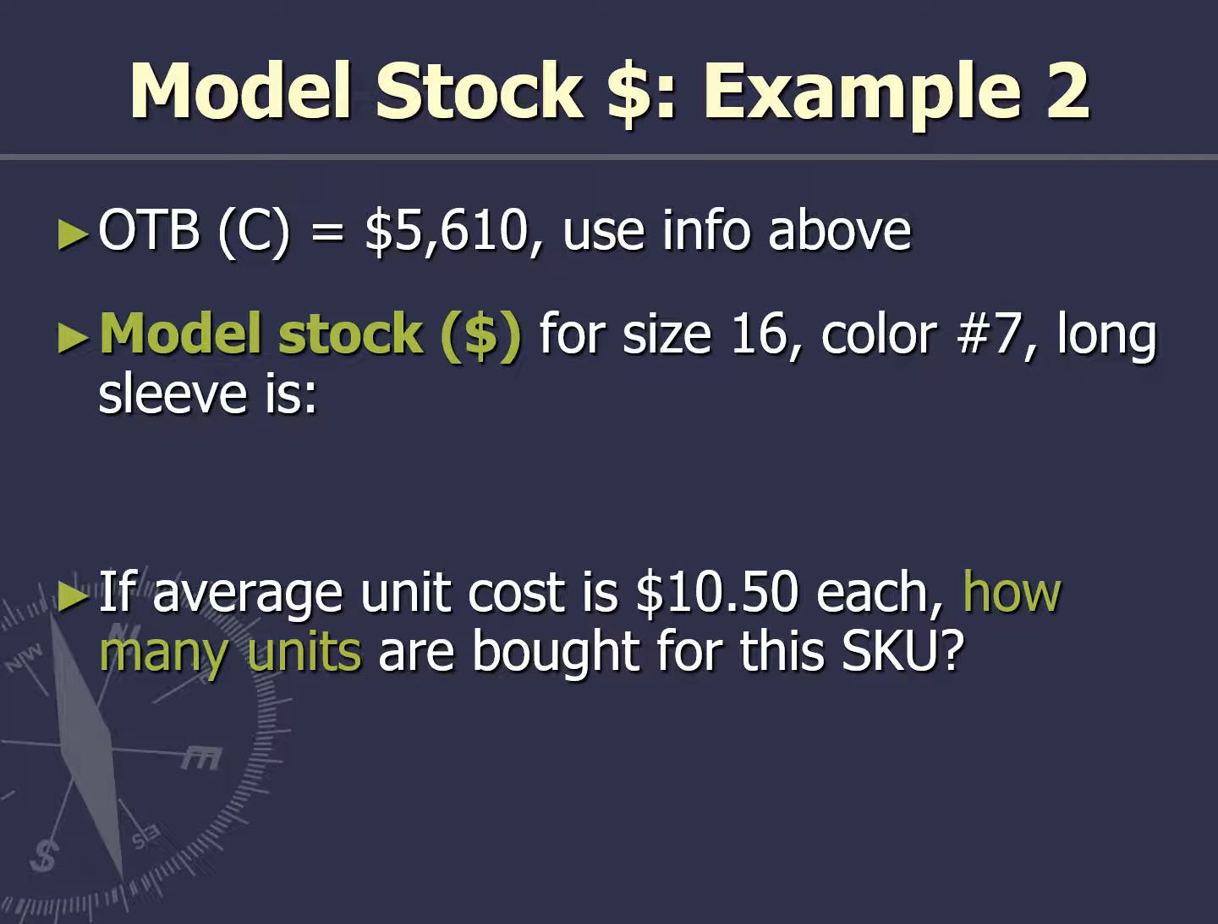All right, let's work on another example, looking at the same assortment distribution plan for dress shirts. It's the same open to buy, but this time we want to find the model stock dollar that we can allot to neck size 16, color number 7, with long sleeves. The average unit cost is the same as in the previous question, $10.50. Let's first find out how many dollars we can spend for this SKU, and how that converts to units.